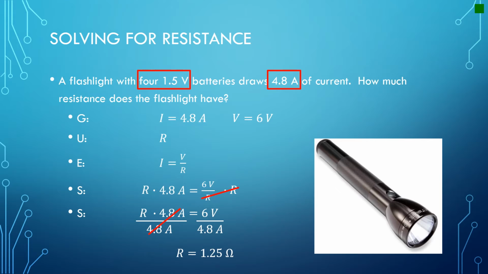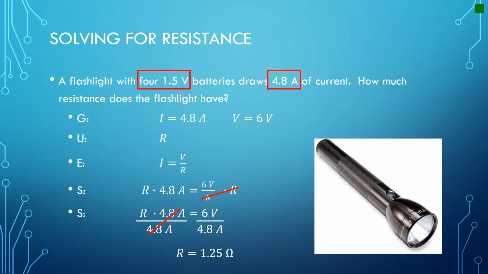The current is 4.8 amps, and the voltage is actually not 1.5. If you wrote 1.5 down, then make sure you're reading that it says there are four batteries. And so 4 times 1.5, we're actually going to end up with a total of 6 volts. The unknown in this problem is resistance. It says how much resistance does the flashlight have? There's our Ohm's law equation, current equals voltage divided by resistance.